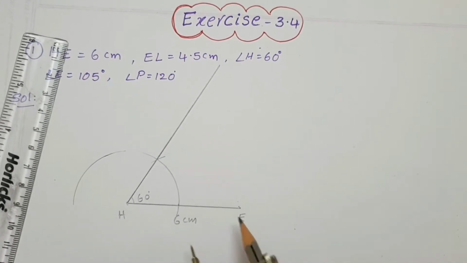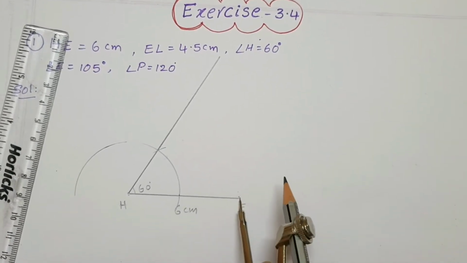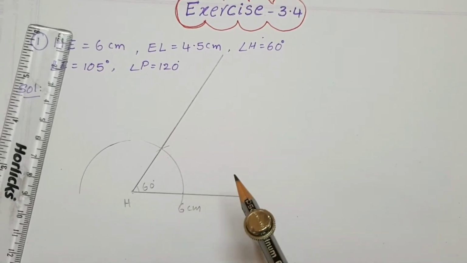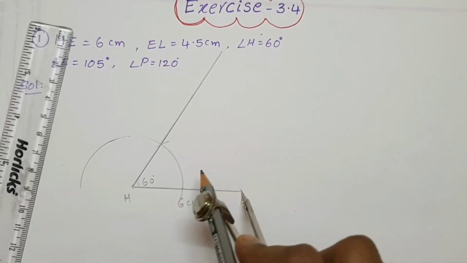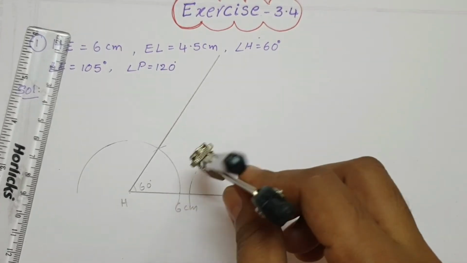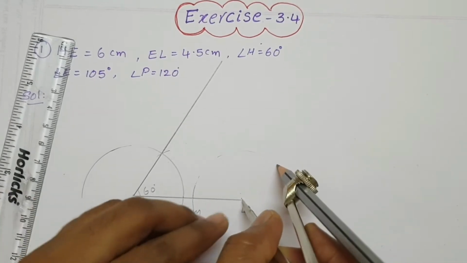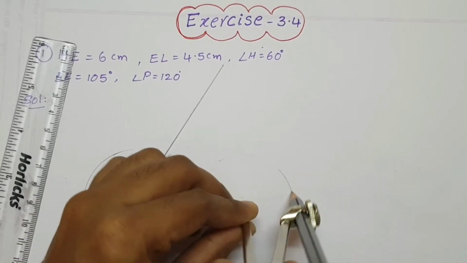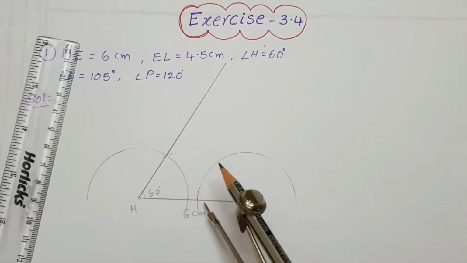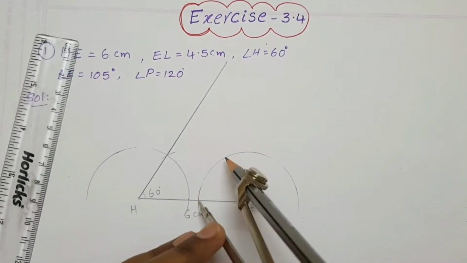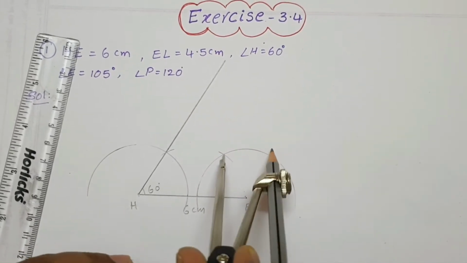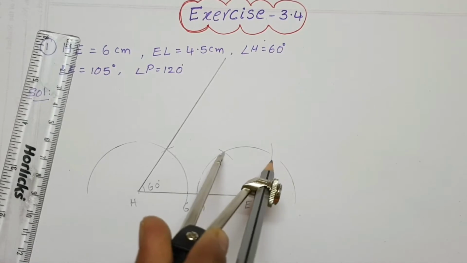Again here, 105 degrees. Same, like more than half or below half. Without using protractor, 105 degrees. Keep here half of the circle. This is exactly 0 degrees. Here, one arc, 60 degrees. Here, another arc, this is 120 degrees.